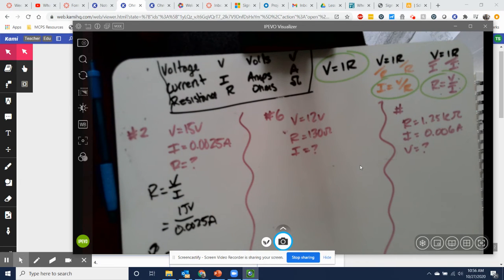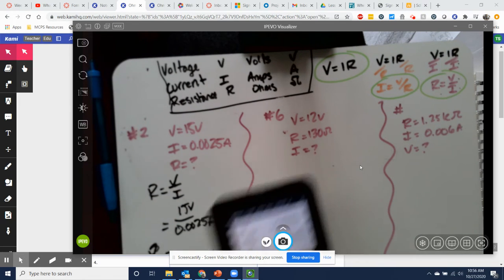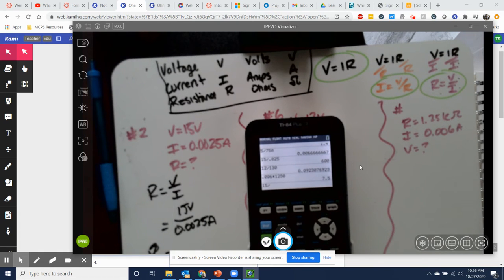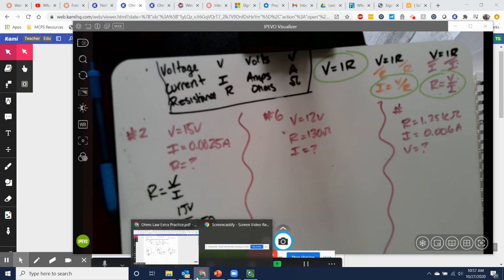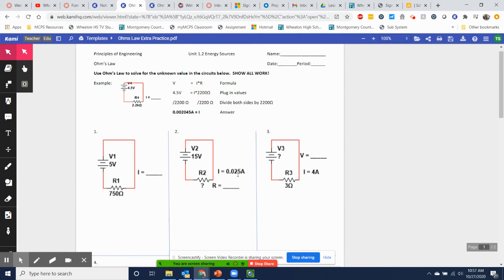Put it in my calculator, 15 divided by 0.0025 gives me 6,000. Am I putting an extra 0 in that? Let's just double check because I think I am. 0.025, yep, I sure did. So 0.025, and so 15 divided by 0.025 is 600 ohms. All right, voltage divided by amps is ohms for the resistance.